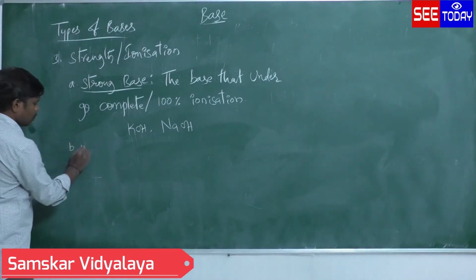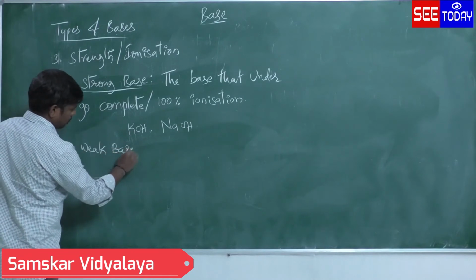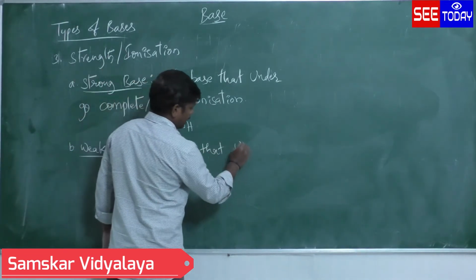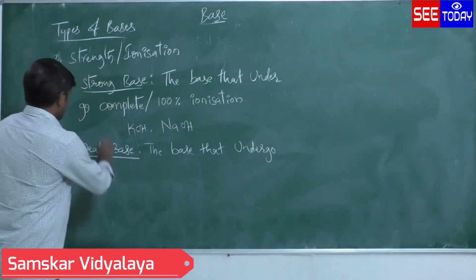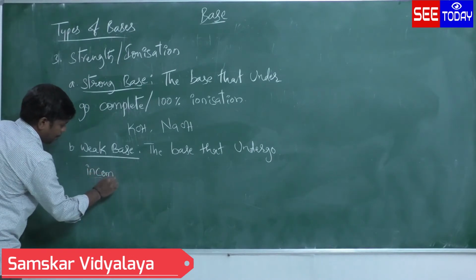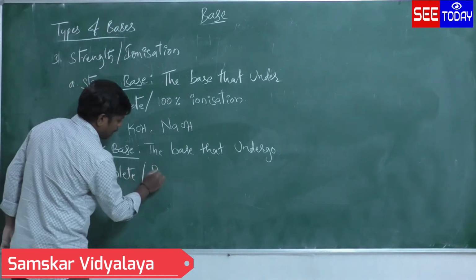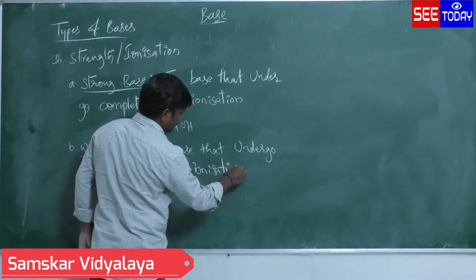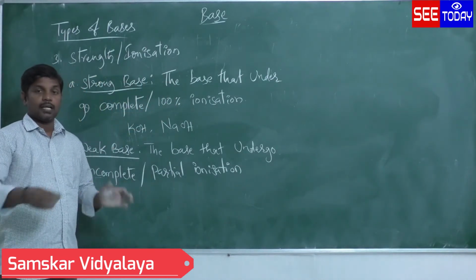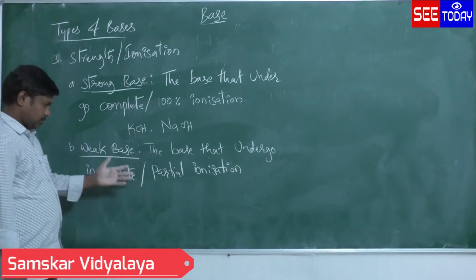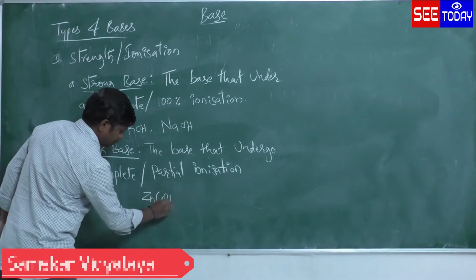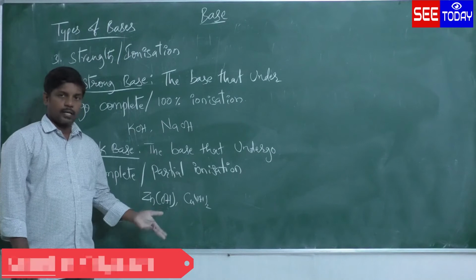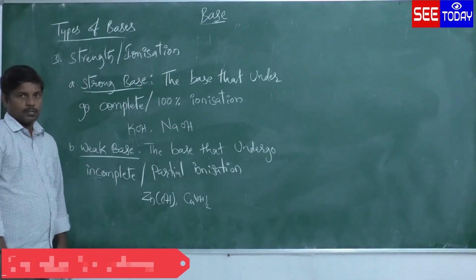Right? Next, weak base. So what is a weak base? The base that undergoes incomplete, or we can also call partial, ionization. If it is undergoing only partial ionization, we will call it a weak base. If it is 100% ionizing, we will call it a strong base. The remaining ones, zinc hydroxide and copper hydroxide, are partial, not complete. So these we can take as partial ionization, or weak bases.